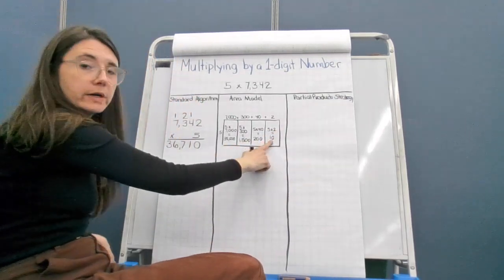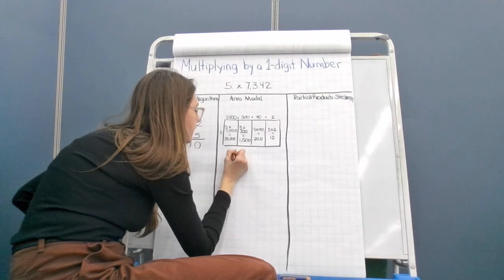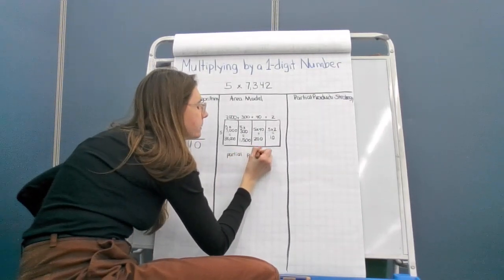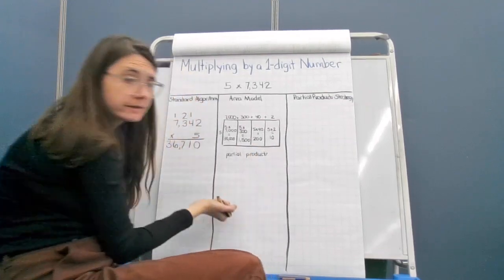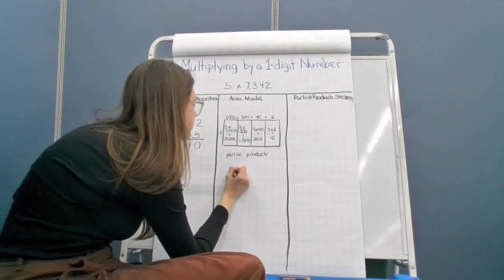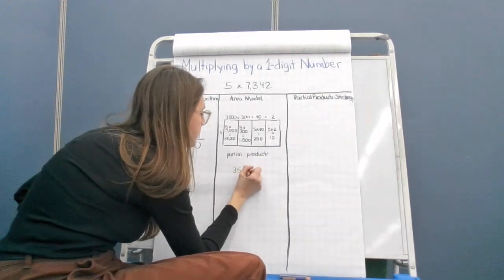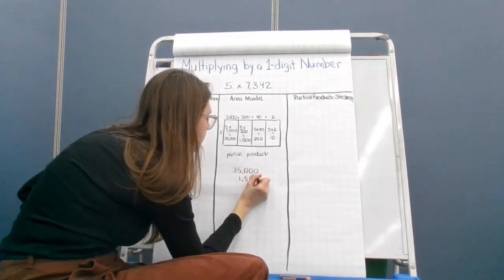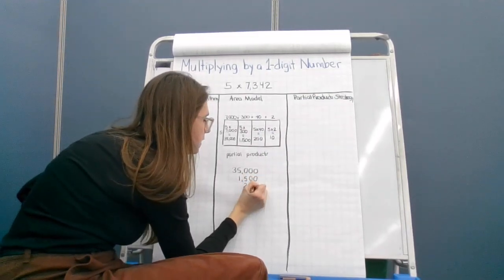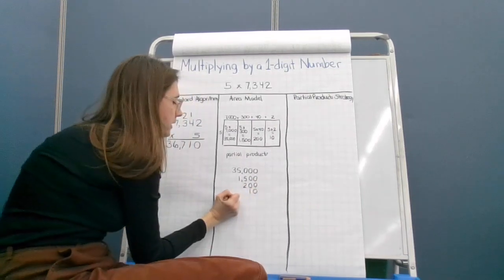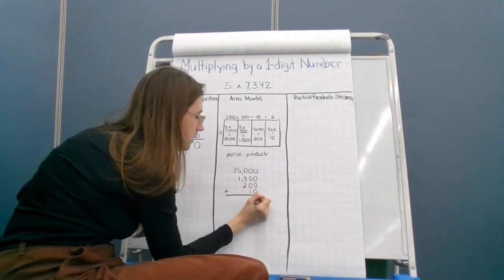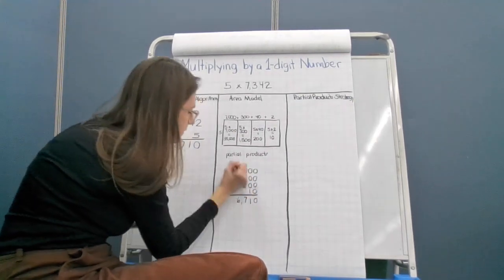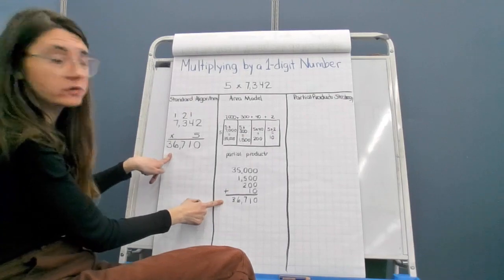These 4 numbers right here, we call those partial products. Partial because they are part of the product being the answer to a multiplication problem. So their final step is to add the partial products. They should line those numbers up by place value. And when they do that, they get the same answer as over here.